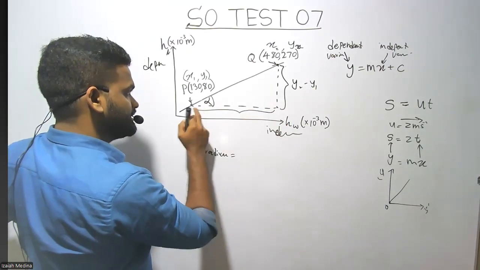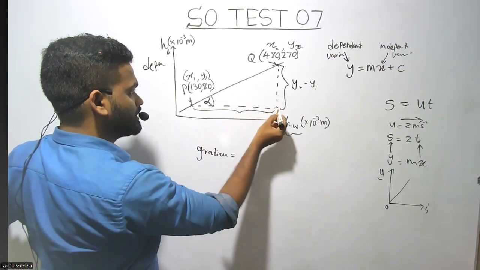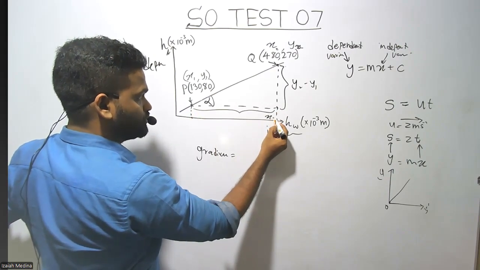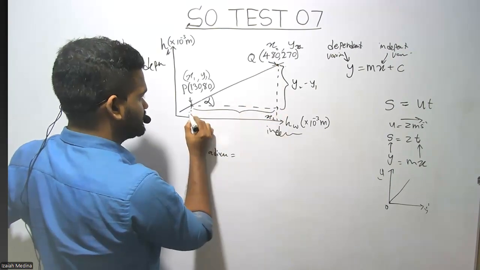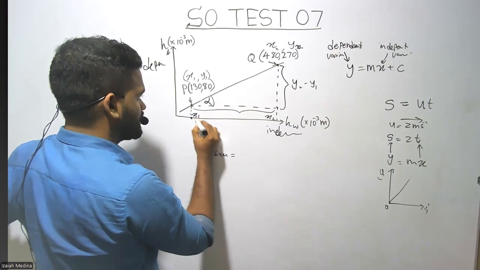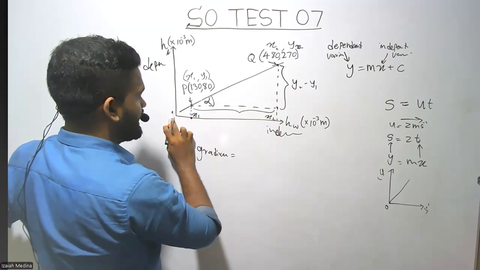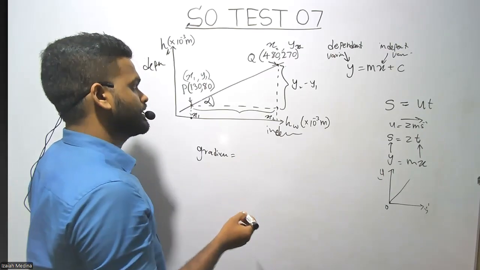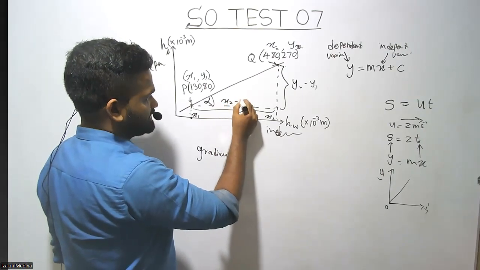Then this height, how do you find that? It is related with x. This is x2, see that? This one is x1. So what about this height? x2 minus x1. Right? So this side is x2 minus x1.